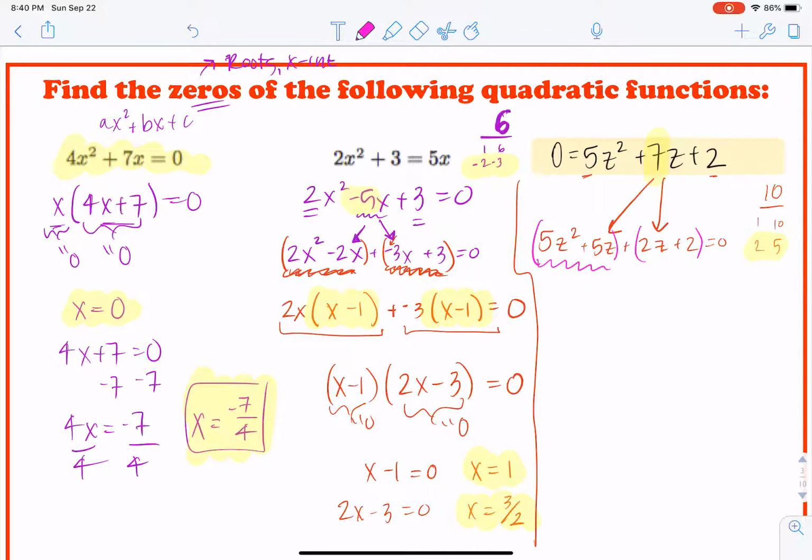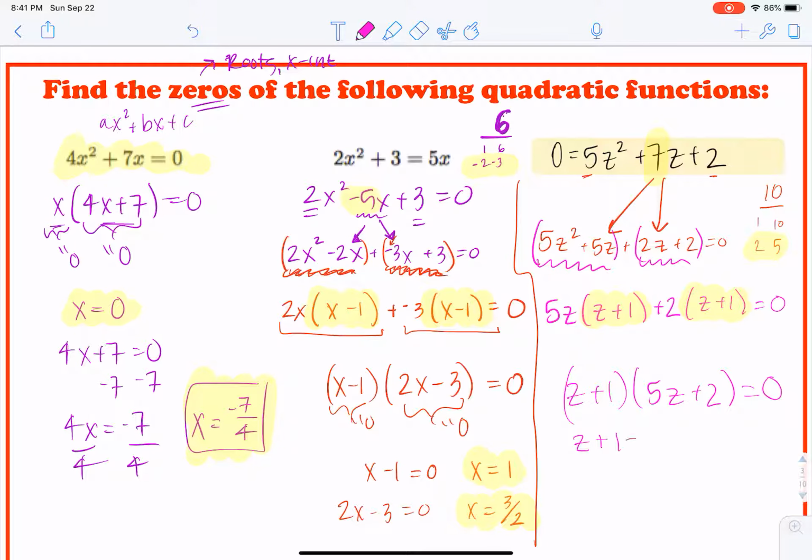What do each of these pieces have in common? They have a 5z, and I'm left with z plus 1. And each of these pieces have a 2 in common, so I'm left with z plus 1 again. And I can see here that both of these pieces have a z plus 1 in common. So I'll go ahead and pull that out, and I'm left with 5z plus 2 is equal to 0.